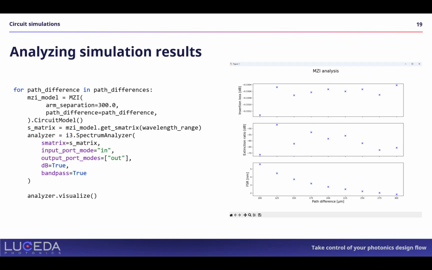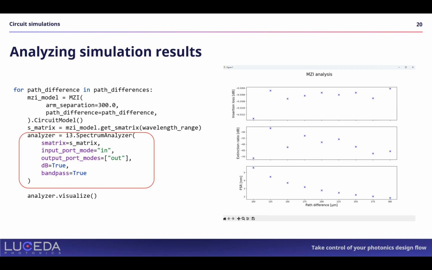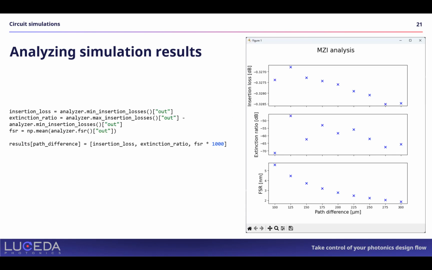IPKISS also provides tools to analyze spectrums and extract various characteristics, like the free spectral range or the insertion loss. To demonstrate this, we'll extend the code from the tutorial where an MMI was simulated for a few path length differences. We don't need to change much, except that the S matrices are now passed to i3.spectrum analyzer. The spectrum analyzer calculates the insertion loss, extinction ratio and free spectral range, and the results are saved to a dictionary, and the plots you can see on the right.